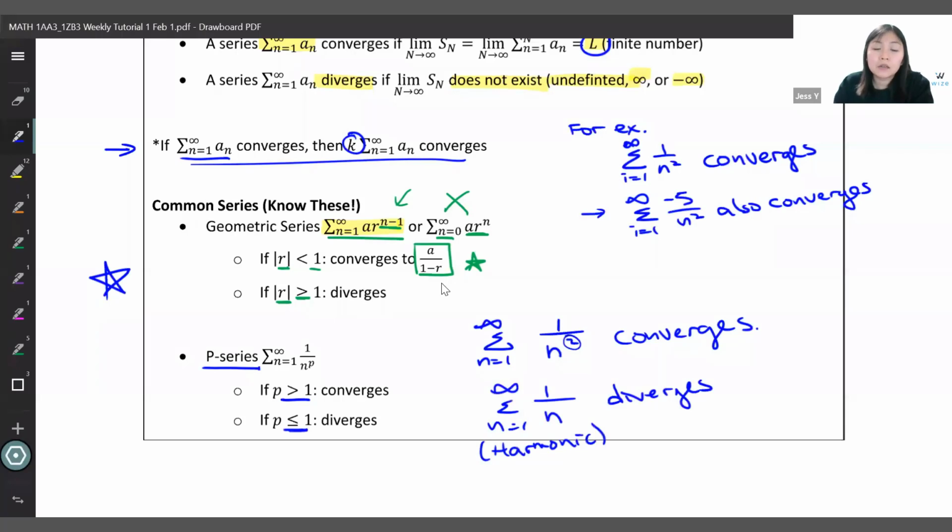Now here's the thing, p-series is useful because it tells you when something converges or diverges when it looks like this, but it doesn't tell you what it converges to, it just says it converges. Geometric series, on the other hand, is very powerful because it even tells you what it converges to.